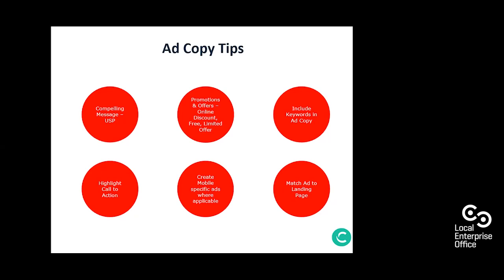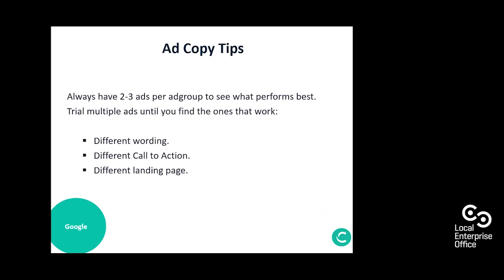Matching the ad to the landing page. When people get into Google Ads in a serious way, they will create a specific landing page for their specific campaigns, and it pays them to do that. So always have 2 to 3 ads per ad group. Again, I'd recommend going beyond that, even having 4 or 5, to see what performs best. Try multiple ads until you find the ones that work.